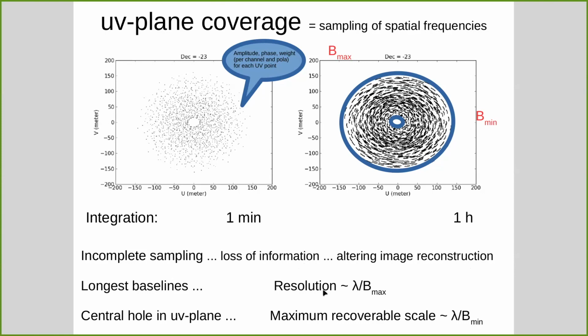So if we're talking about the longest baselines, this Bmax basically gives you the angular resolution, the smallest details that we get, so lambda over Bmax. And these central holes here, I will come back to this later, but this gives you the maximum scales of the structures that you can recover in your source, lambda over Bmin.